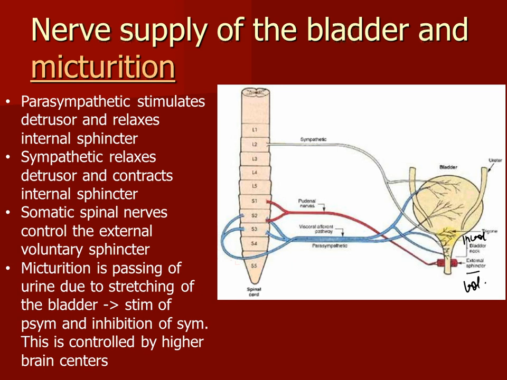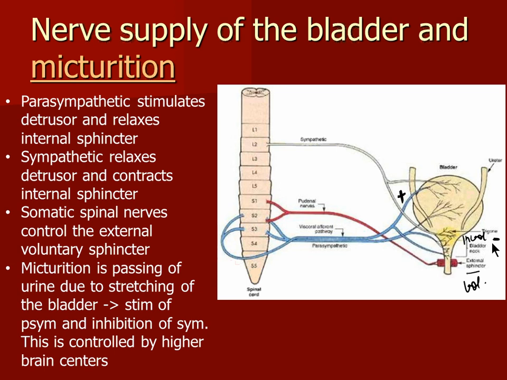The parasympathetic system causes contraction, so it facilitates contraction. So I'm going to put a plus. It causes contraction of the detrusor muscle, but it relaxes the involuntary sphincter. There's no point contracting the muscle and not relaxing the sphincter, because otherwise urine will just keep staying in there, right? So it contracts the detrusor muscle and relaxes the involuntary sphincter.